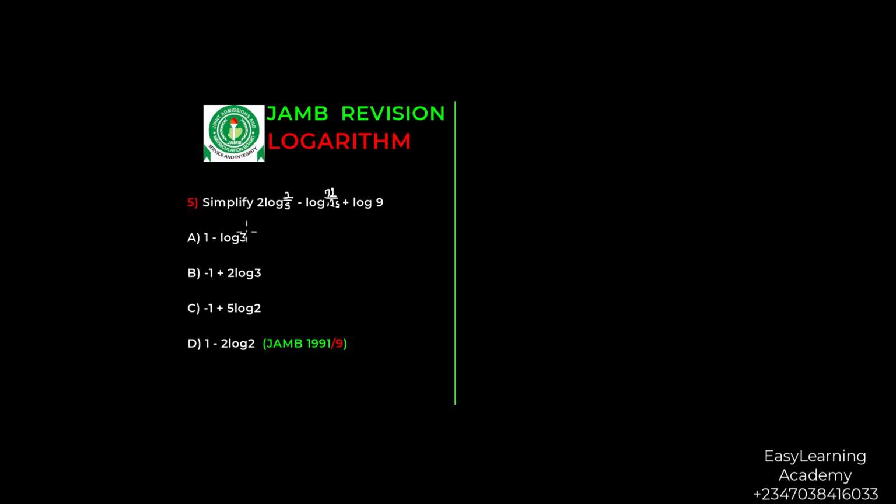Okay, so let's try to solve this other 1991 question. That's question number 9, and we are asked to simplify 2 log 2 over 5 minus log 72 over 125 plus log 9. As usual, please pause the video right now, try to solve it, and let's compare the answers.